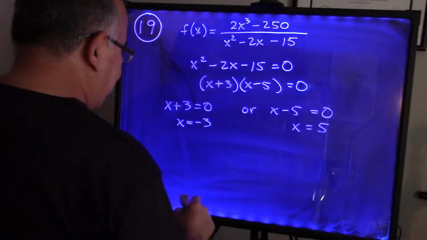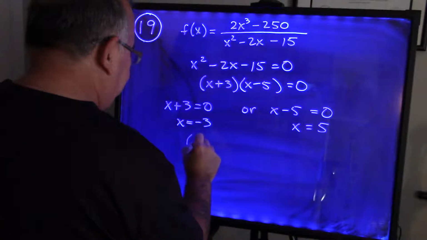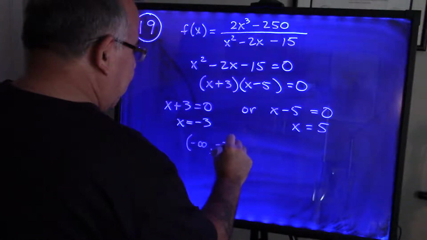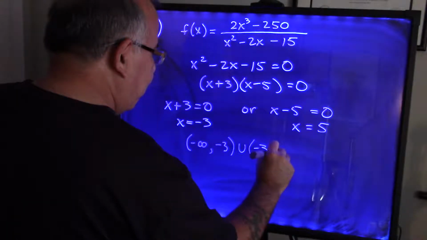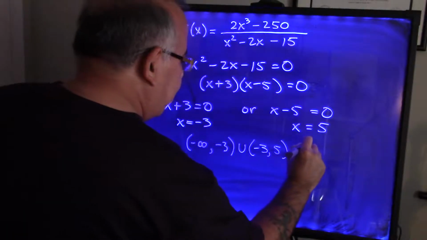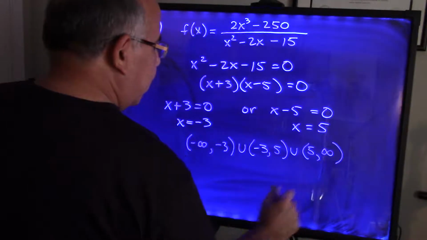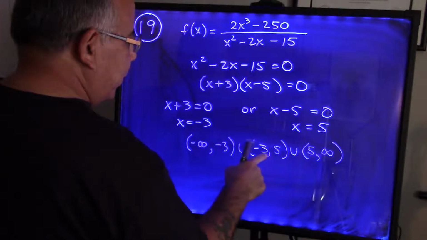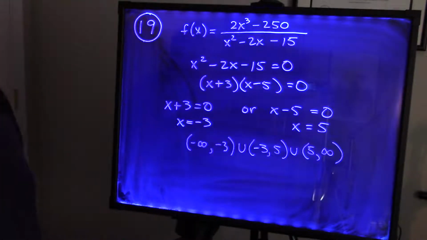So to write our domain using interval notation, we have negative infinity to negative 3, union negative 3 to 5, union 5 to infinity. So we're using parentheses next to the negative 3 and the 5 because we're not including those in the domain.